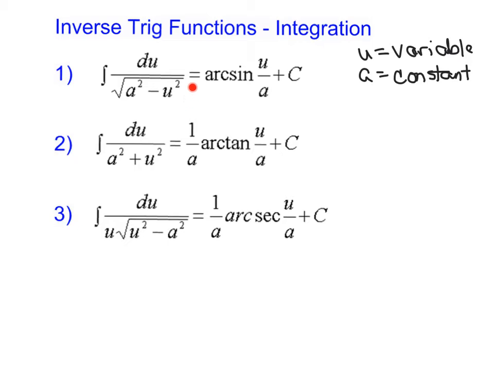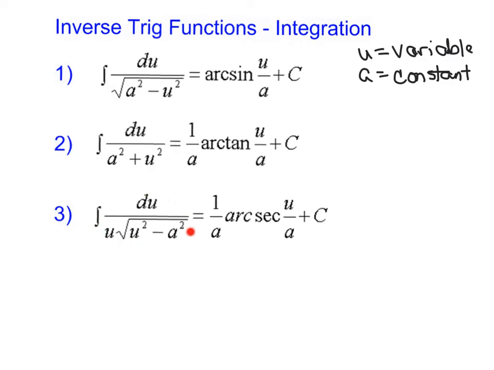When we have the square root of a squared minus u squared, so a number squared minus a variable squared, that's going to lead us to believe that we have an inverse sine, or arcsine. When we have no radical, but instead a squared plus u squared, notice that this is the only formula that has a sum in the denominator, then it's going to show us that we have the form for arctangent. And the last one is going to have a little bit extra.